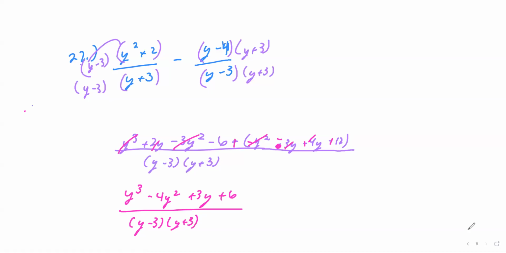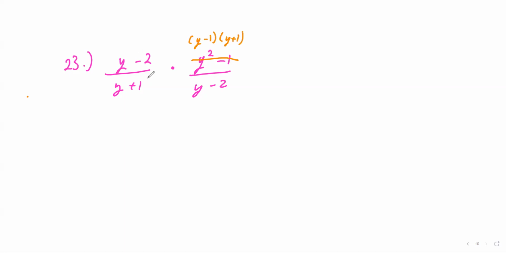Now we just need to get into our multiplication and division. So let's look at number 23. Let's look at y minus 2 over y plus 1 times y squared minus 1 over y minus 2. This goes back to just a big old fraction. So we're just going to factor each term or each polynomial. So this is good, this is good, this is good, but this one is a difference of squares and would turn into y minus 1 and y plus 1. That's that first step of factor.